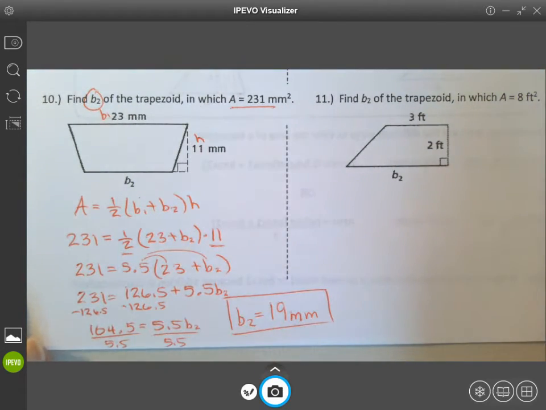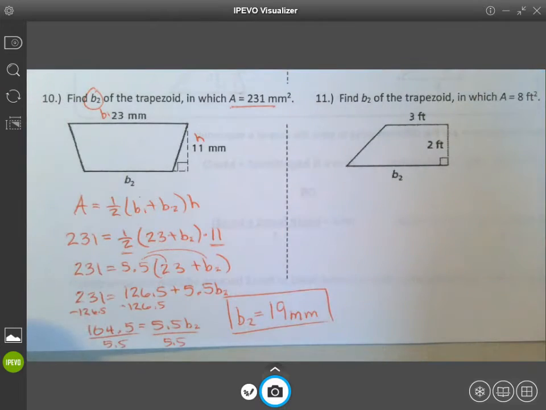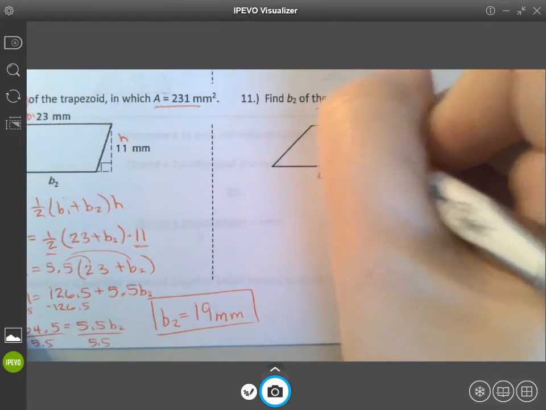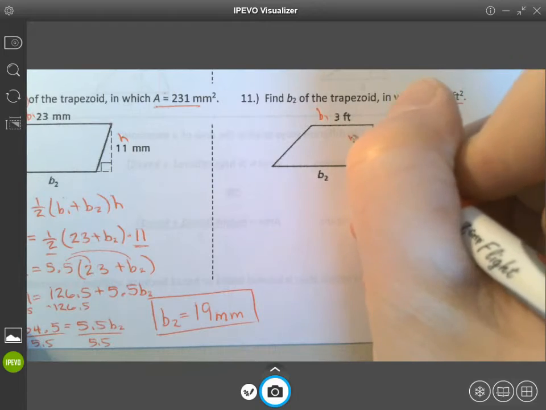Do you see why? You just found the base. You didn't find the area. We were given the area. Okay, so same idea. This time the area is 8 feet. I have B1 again. I'm looking for B2, and that is the height.